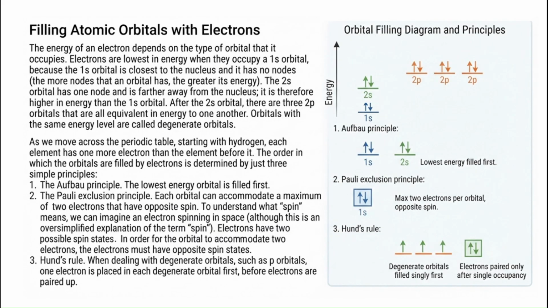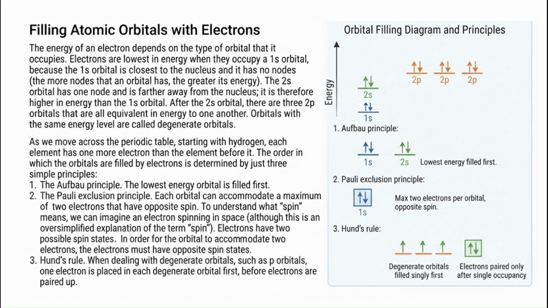Filling atomic orbitals with electrons. The energy of an electron depends on the type of orbital that it occupies. Electrons are lowest in energy when they occupy a 1s orbital because the 1s orbital is closest to the nucleus and it has no nodes. The more nodes that an orbital has, the greater its energy. The 2s orbital has one node and is farther away from the nucleus. It is therefore higher in energy than the 1s orbital. After the 2s orbital, there are three 2p orbitals that are all equivalent in energy to one another. Orbitals with the same energy level are called degenerate orbitals.